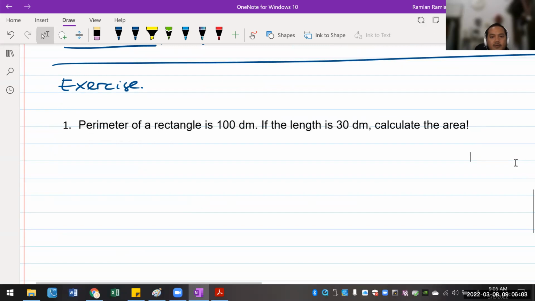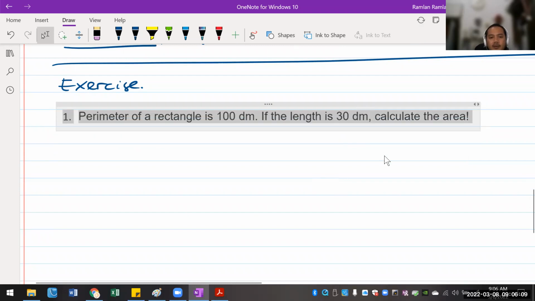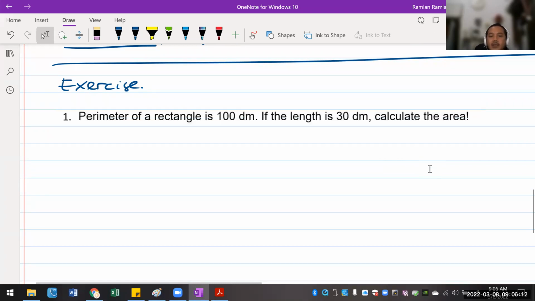First question. The perimeter of a rectangle is 100 decimeter. If the length is 30 decimeter, calculate the area. So write the question first. And then again, guys, illustrate what is happening here, highlight what is happening here. I'm going to help you for number 1.